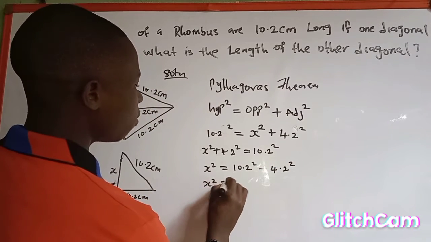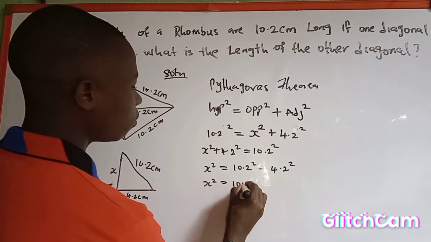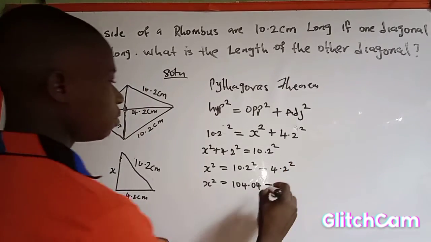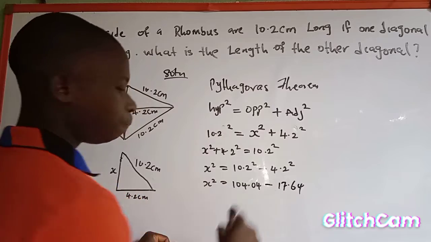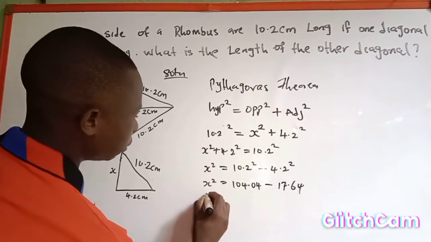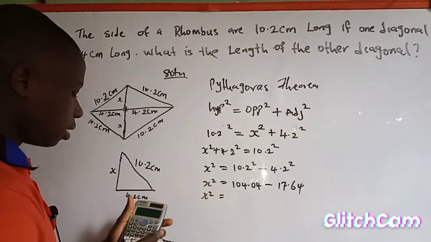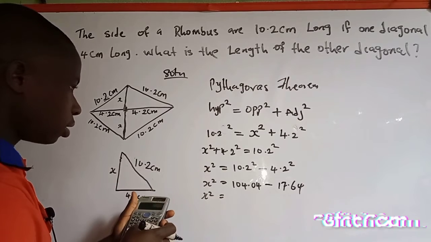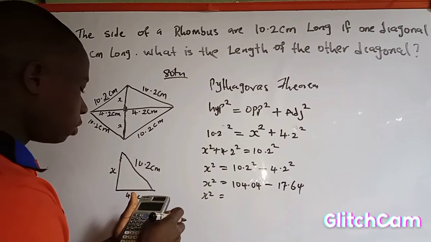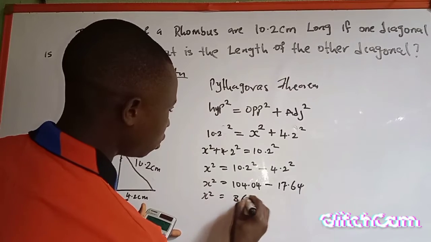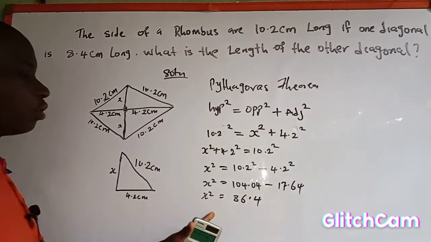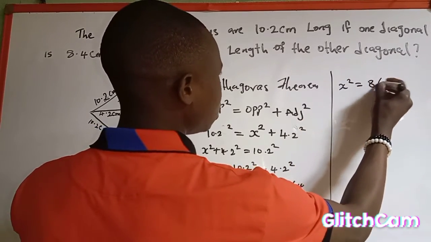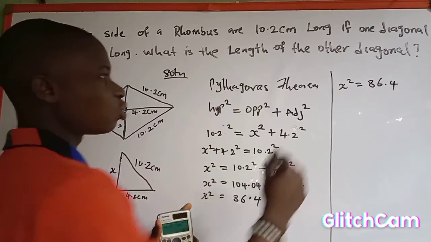So I have S square equal to 10.2 square, which gives me 104.04, minus 4.2 square, which gives me 17.64. So I have S square equal to 104.04 minus 17.64. It will give me 86.4. And remember, we are looking for the value of S, not S square. So I have S square equal to 86.4. To get the value of S, we are going to take the square root of both sides.